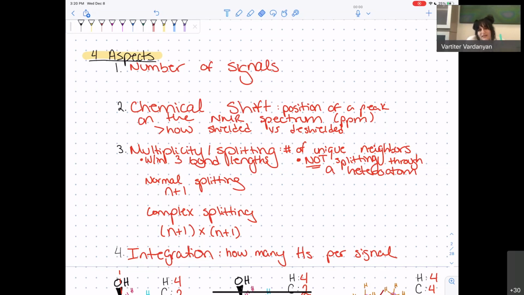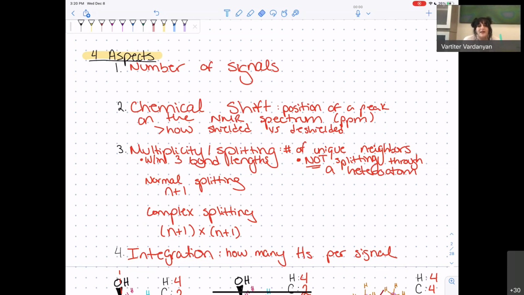The multiplicity and splitting is telling you about the neighbors and the different environments. We have a couple rules here. We are not going to split through a heteroatom unless we have a pure solvent. Both professors said kind of different things, so go by what your professor said, but the main takeaway is you are only going to split through a heteroatom if you have a pure sample.